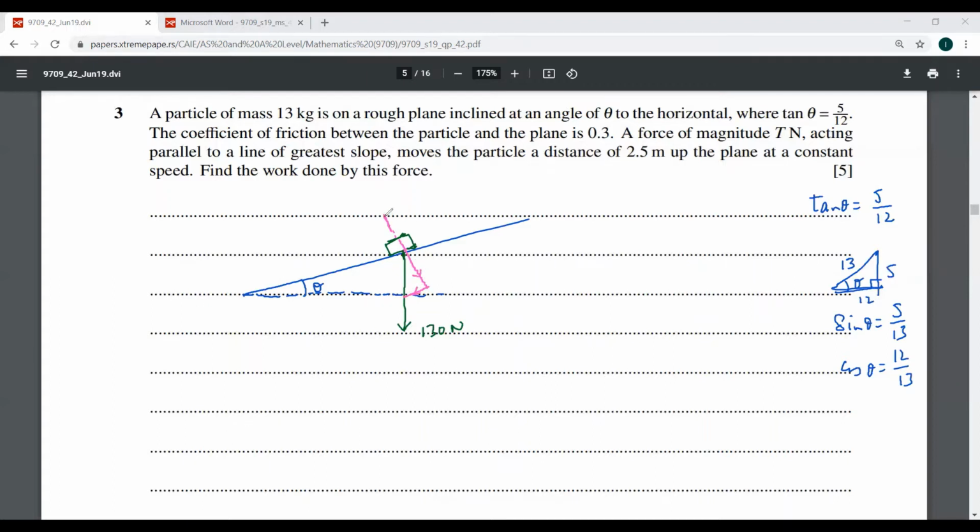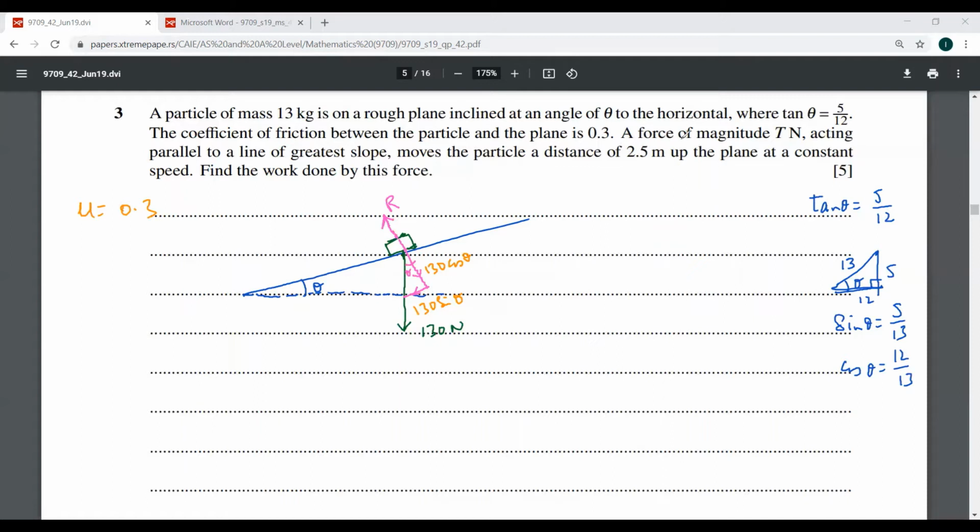And here you will have this R upward, the normal contact force. If this is theta, this is going to be theta as well here. So now this is going to be 130 cos theta. This one is going to be 130 sine theta. The coefficient of friction between the particle and the plane is 0.3. So we have been given the mu as 0.3.